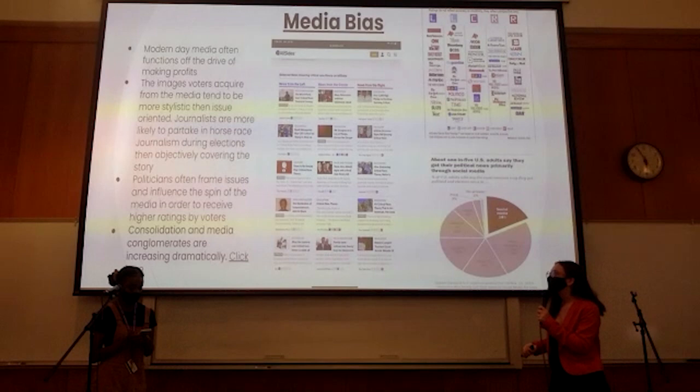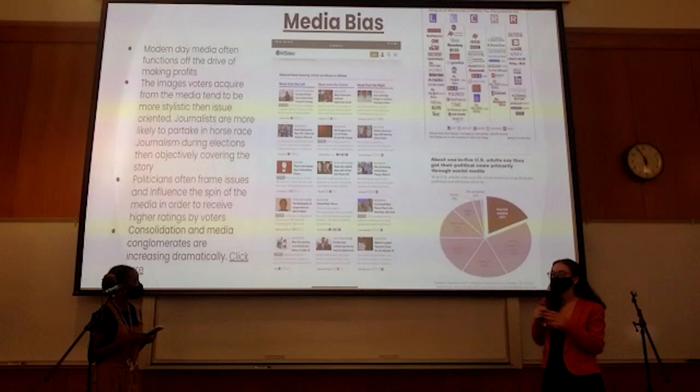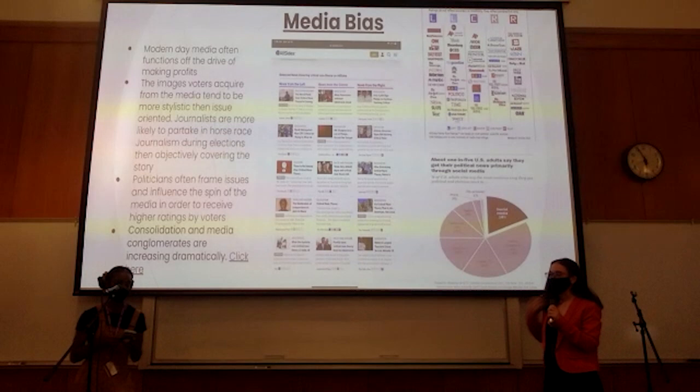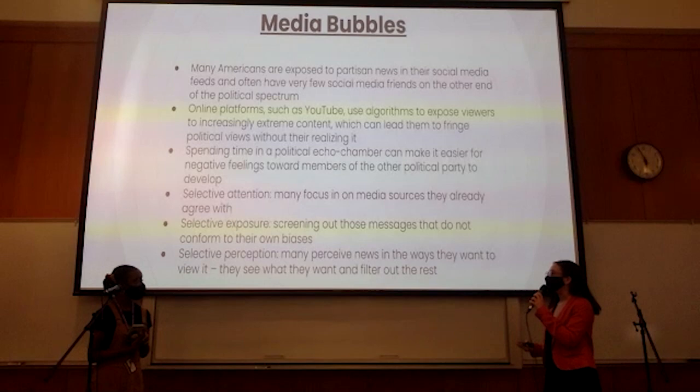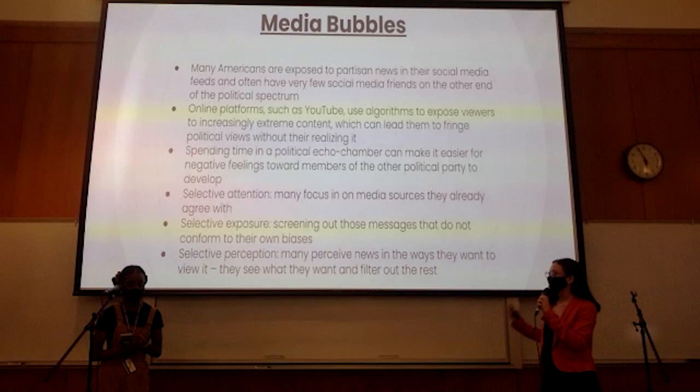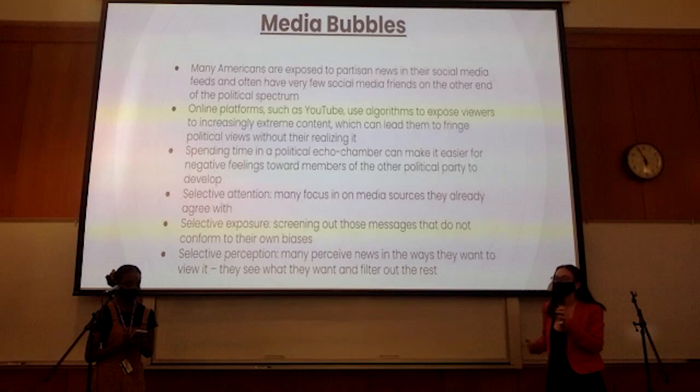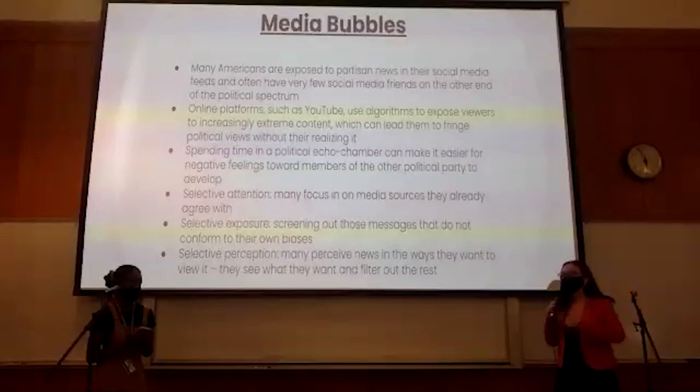Another reason the media has a huge bias is because of consolidation, which means that a lot of the media companies are actually owned by the same people. So we have a couple hundred executives who control our sources for almost 300 million Americans. And then we have media bubbles. What that means is that we surround ourselves with the same points of view over and over again. One of the reasons this happens is because social media platforms have algorithms that show us what they think we're interested in. And we also tend to disregard things that are separate from what we believe. Because of this, we're just getting the same information over and over again from the same points of view.